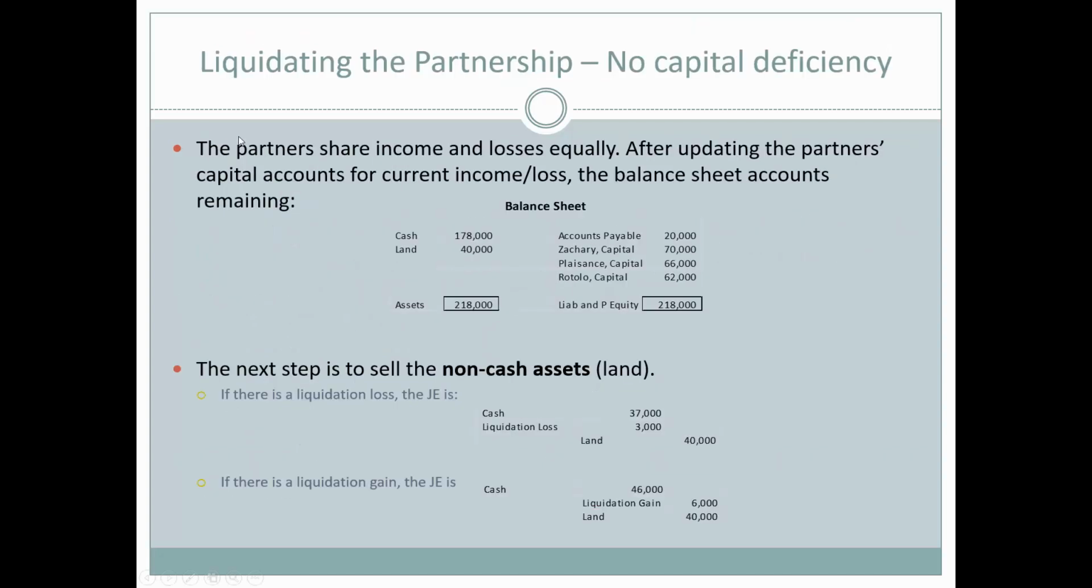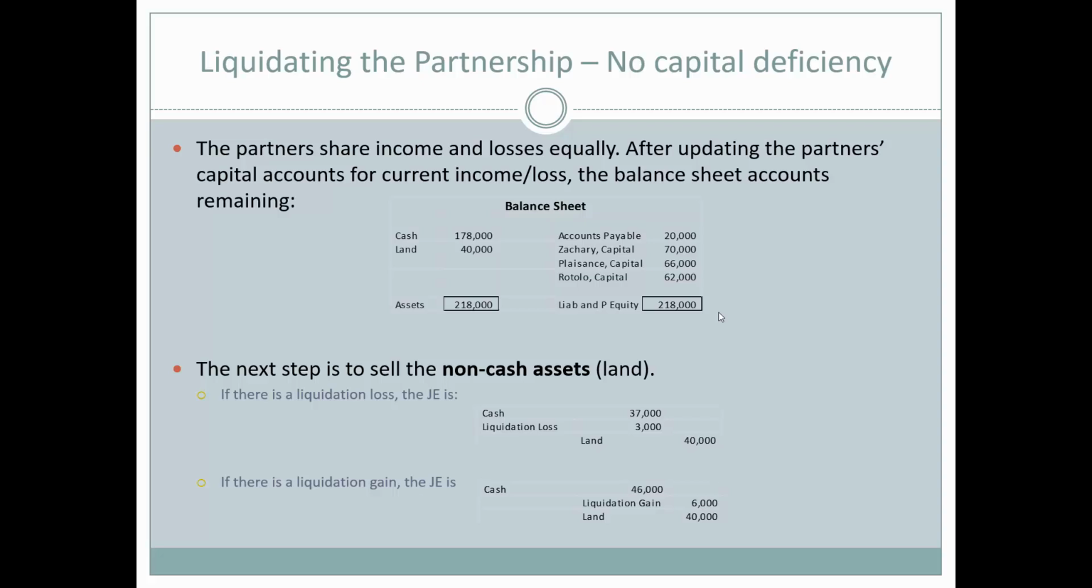So first, let's look at liquidating the partnership where there is no capital deficiency. The partners will share income and loss in this example equally. After updating the partners' capital accounts for the current income or loss, the balance sheet accounts remaining will be cash, land, accounts payable, and then each one of the capital balances for each one of these partners. Here we see that our assets equal our liabilities and partnership equity.